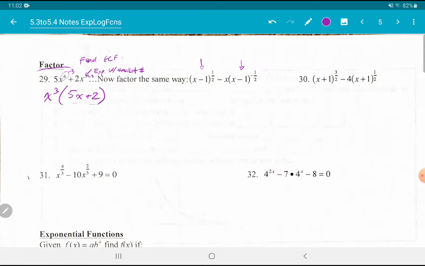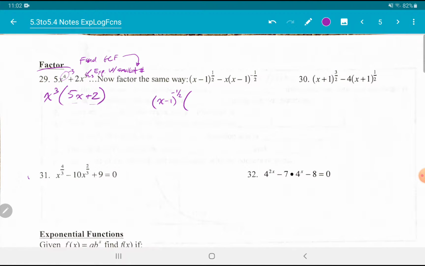Remember that the greatest common factor is actually looking for the smallest exponent. In this case, which exponent is smaller? Half or negative half? Hopefully what you're saying to yourself is the negative half is smaller. So that's what we're going to take out. We're going to say (x minus 1) to the power of negative half is what gets factored out.